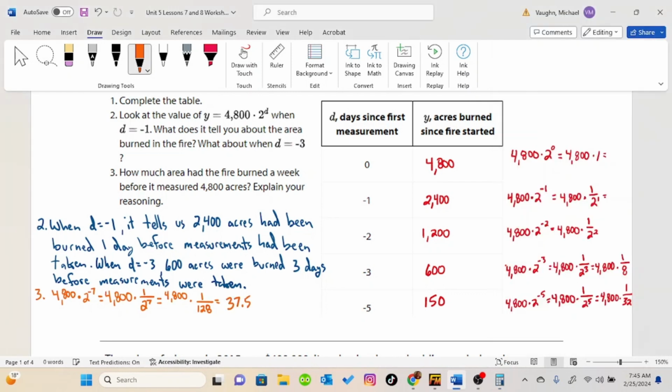So that means 37.5 acres were burned a week before measurements were taken.